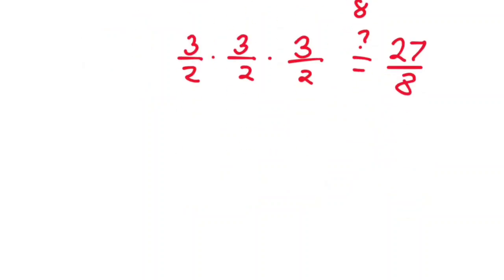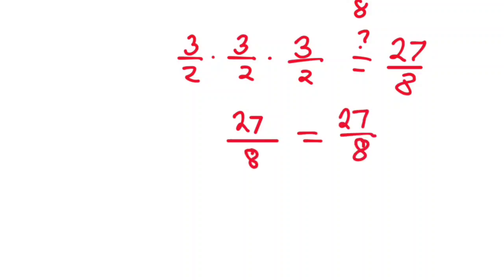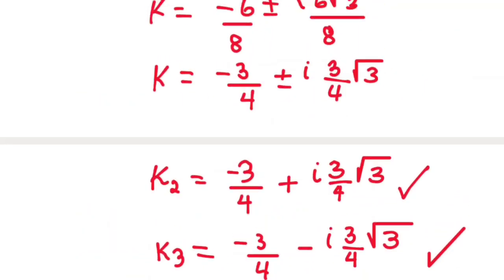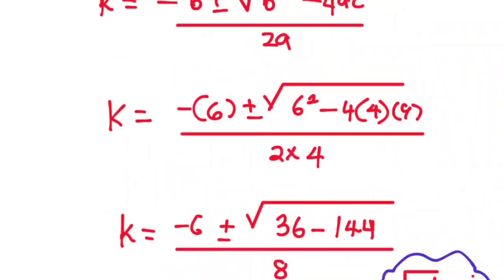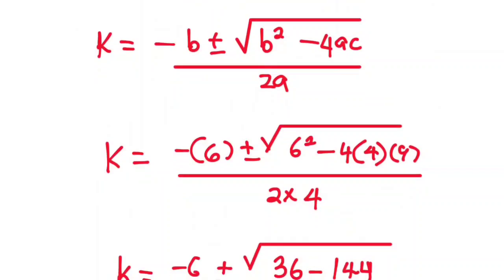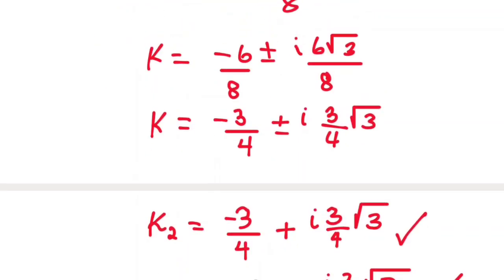So we're going to have 3 times 3 times 3, and that will be 27. Then 2 times 2 times 2, we have 8. So 27 over 8. So with this, we can conclude that k equals 3 over 2 is a solution, which is the real solution, and we have two other complex solutions.